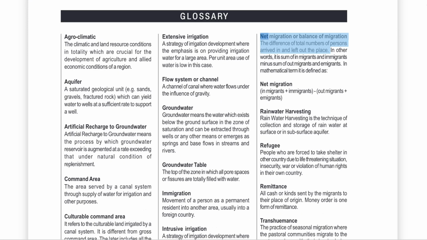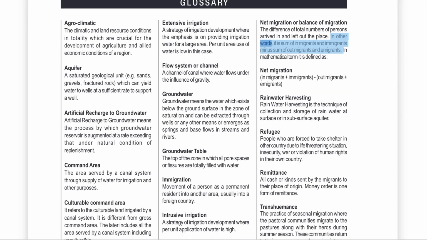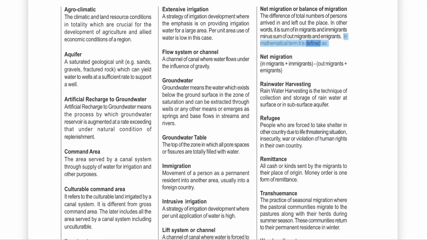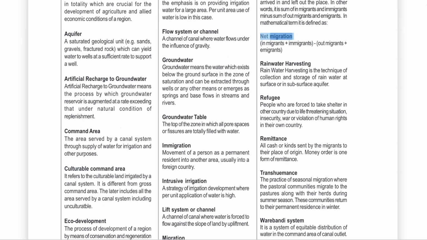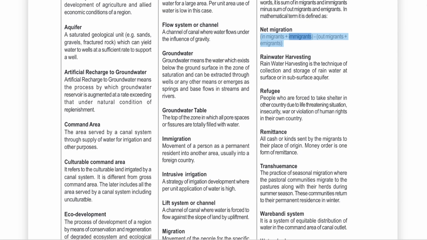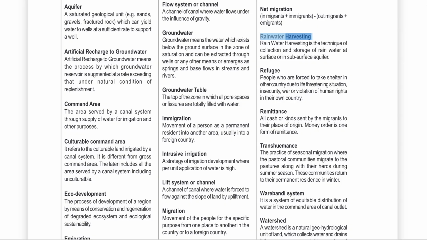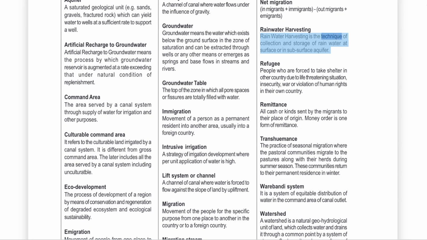Net migration or balance of migration: the difference of total numbers of persons arrived in and left out the place. In other words, it is sum of in-migrants and immigrants minus sum of out-migrants and emigrants. In mathematical terms, it is defined as net migration equals in-migrants plus immigrants, minus out-migrants plus emigrants. Rainwater harvesting: the technique of collection and storage of rainwater at surface or in subsurface aquifer.